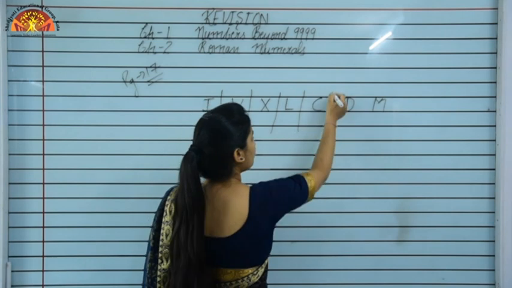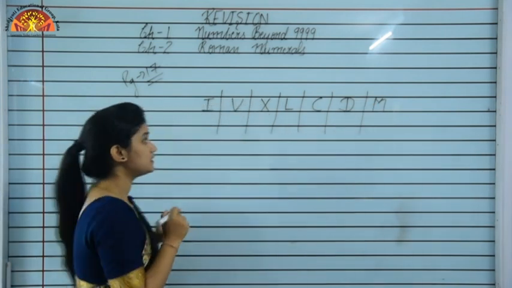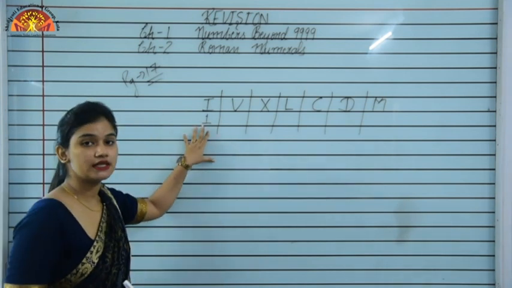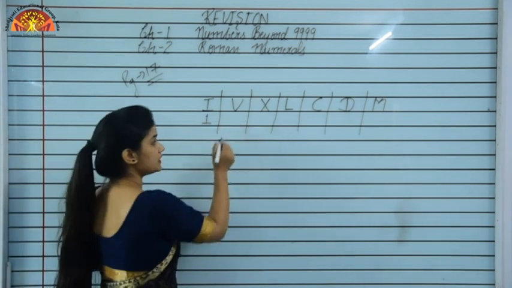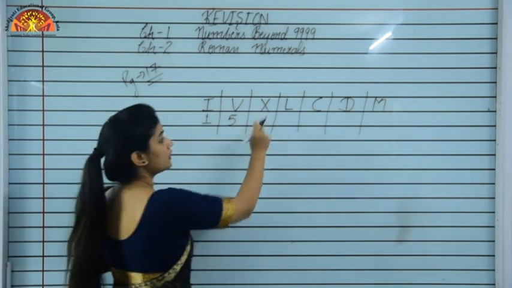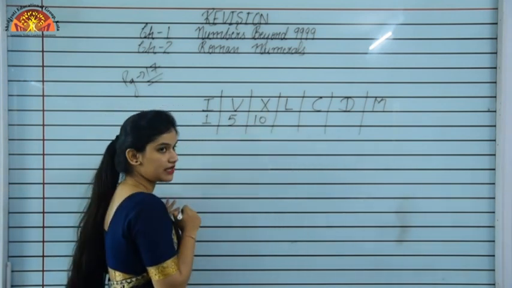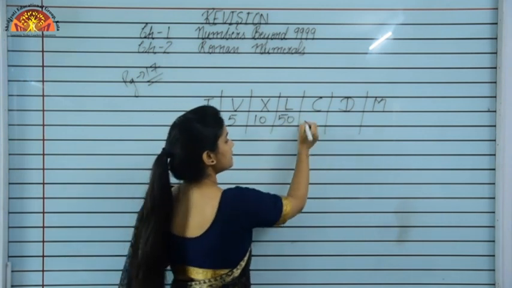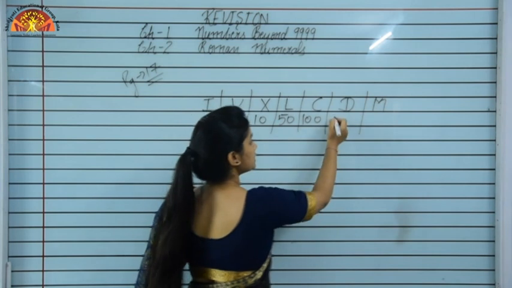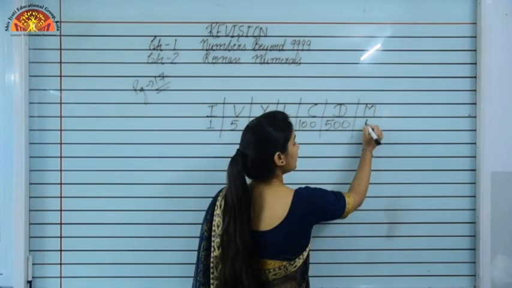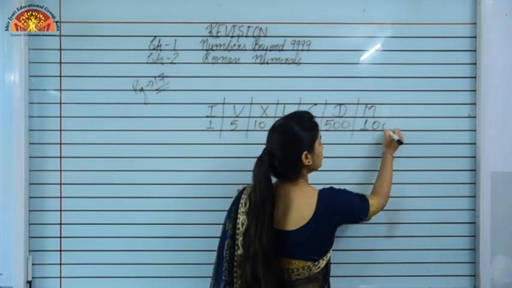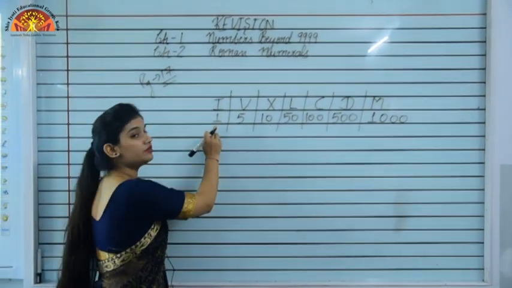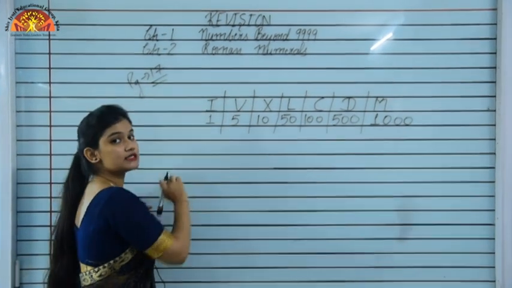Now the value of I is 1. What is the value of this I? The value of this I is 1. The value of V is 5. The value of X is 10. The value of L is 50. C means 100. D means 500. The value of M is 1000. Understood, students? So whenever we have to write 1 in Roman, we'll write I.